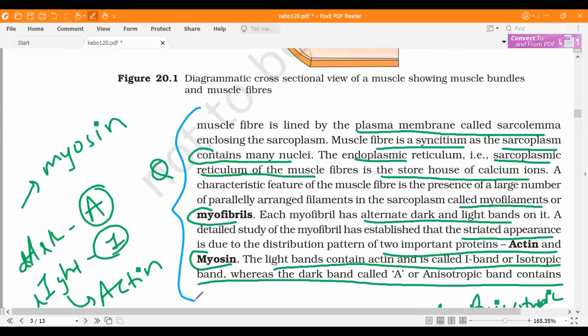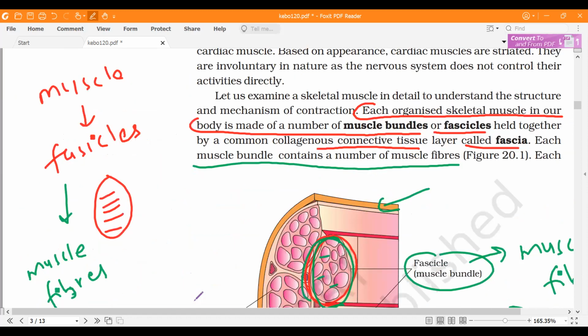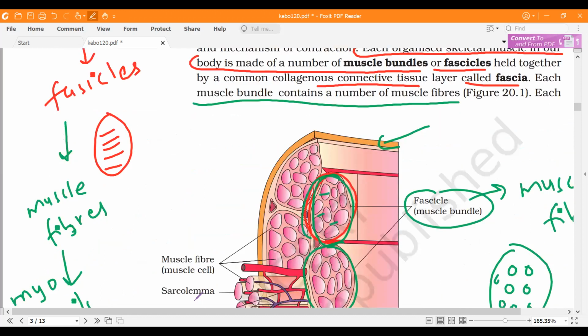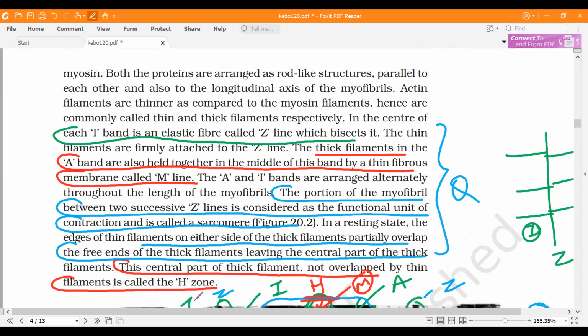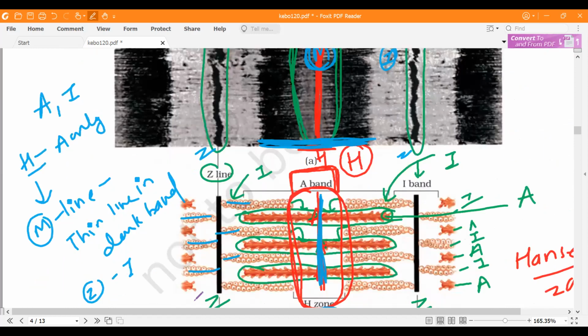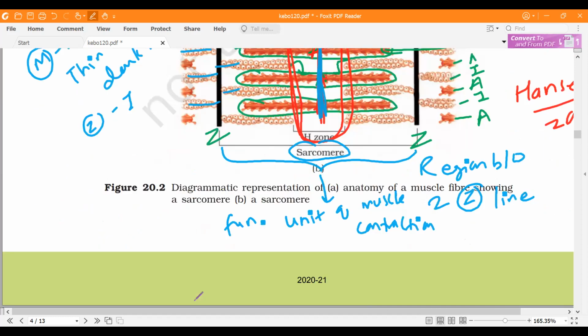So, starting from the muscle has fascicles or bundles, has fibers, has myofibrils, which have a dark and light appearance. So the A and I bands, there is the Z line, there is the H zone, there is the M line. Now if you have any problems, you can see the diagram from the textbook, and if you have any issues, you can ask me.